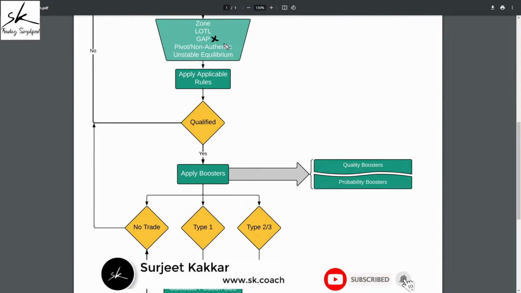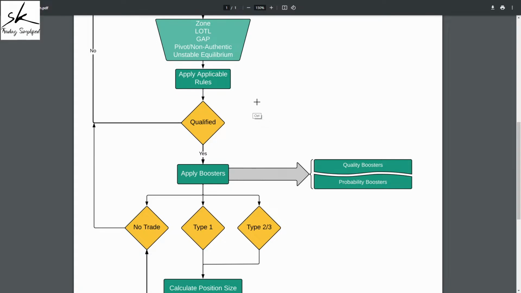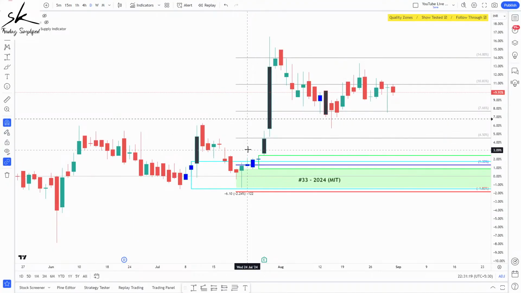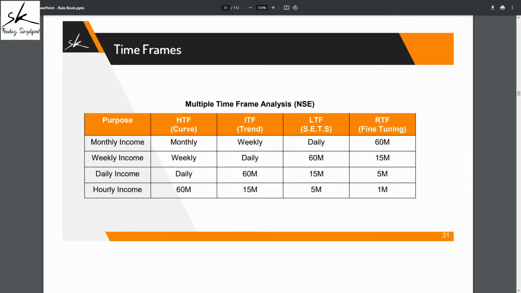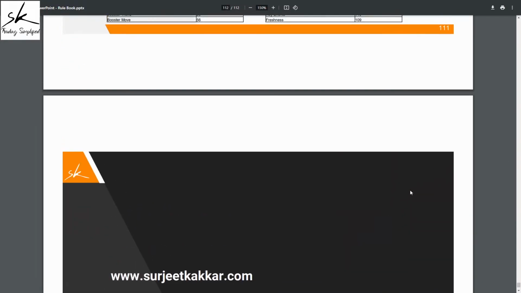This zone is not because of a gap, therefore gap rules will not apply. Pivot non-authentic is definitely applicable, because whenever we talk about a drop-based rally or a rally-based drop, in this case you can see it's a drop-based rally structure, we always consider it to be a pivot or a non-authentic zone. Now the question is, yes, it is a case of pivot or a non-authentic zone, but do I have to apply the rules of pivot and non-authenticity to it? The answer is no, and the reason is available in the rule book.